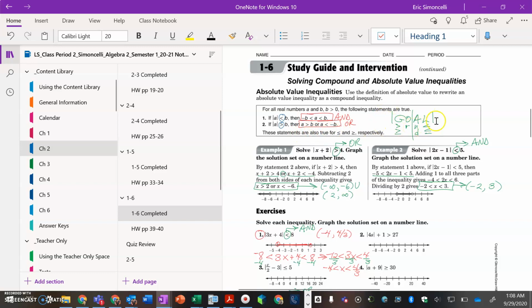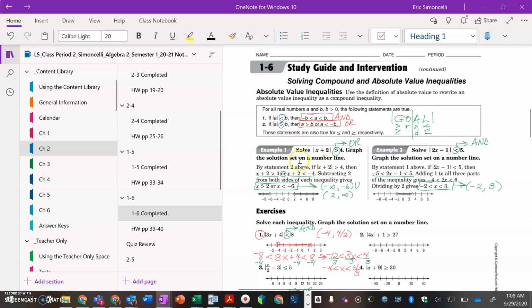All right, the goal, so to speak. Here's a way to remember it. If you see a greater than or equal to symbol, we know it's going to be an OR. And if you see a less than or equal to symbol, you know it's going to be an AND statement. The absolute value bars are also crucial in this particular type of setup.